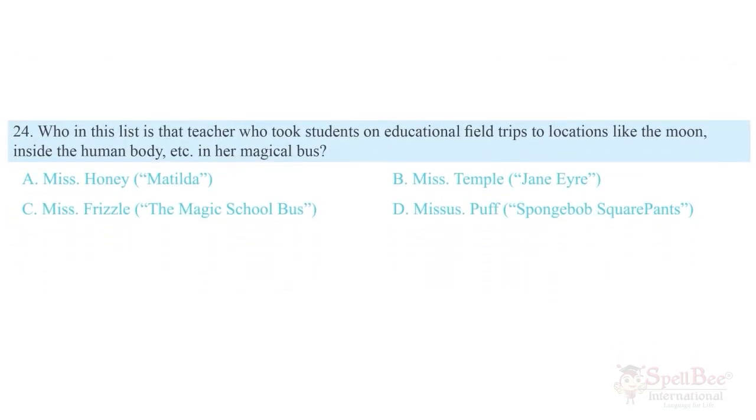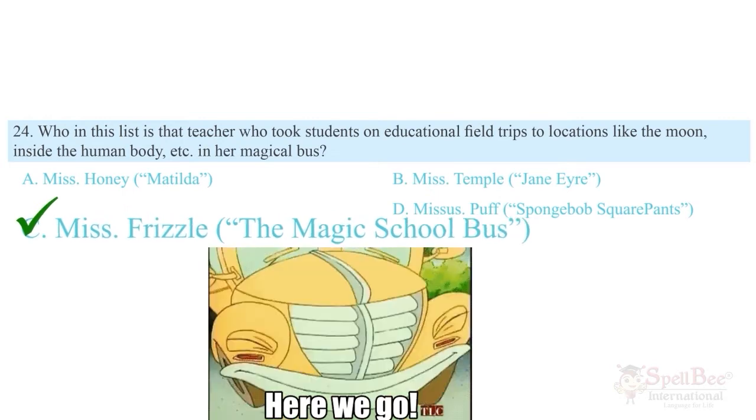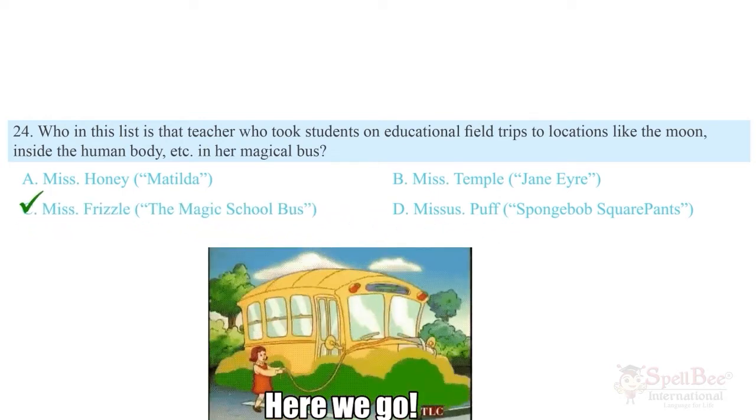Who in this list is the teacher who took students on educational field trips to locations like the moon, inside the human body, etc. in her magical bus? Of course, it's Miss Frizzle, because you see the magical school bus in brackets, but the brackets will not be there in the exam paper.